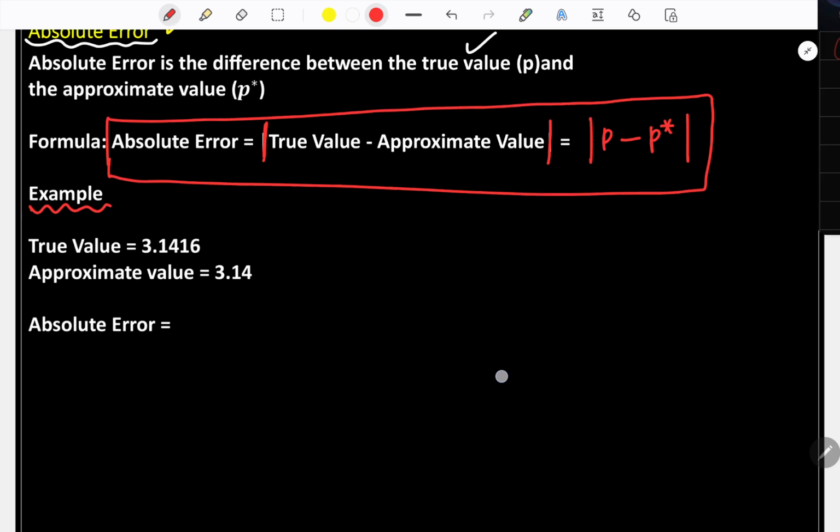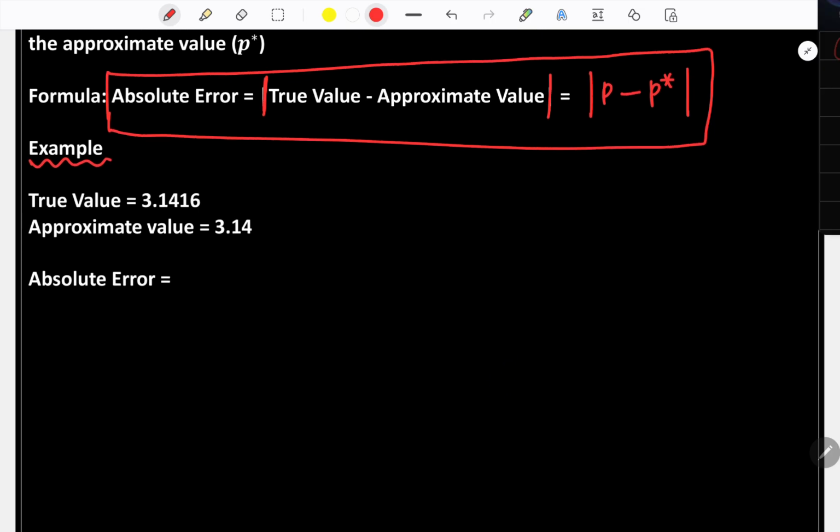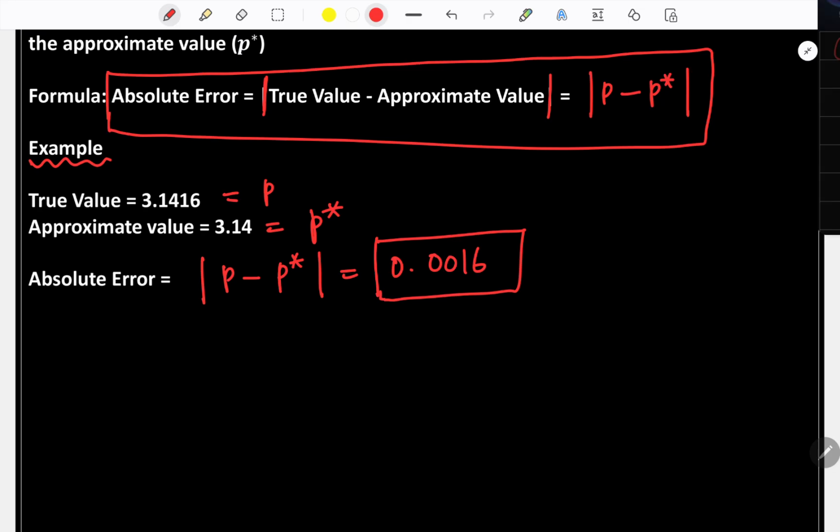Let me give you one example. True value is 3.1416. Approximate value is 3.14. What is the absolute error? Let me call it P and P star. What is the formula? Absolute value of P minus P star. Teacher, can I do P star minus P? Yes, it is an absolute value. So 3.1416 minus 3.14. Let me take the calculator. Okay, so that is equal to 0.0016. So this is going to become your answer. So this is the way to calculate absolute error.